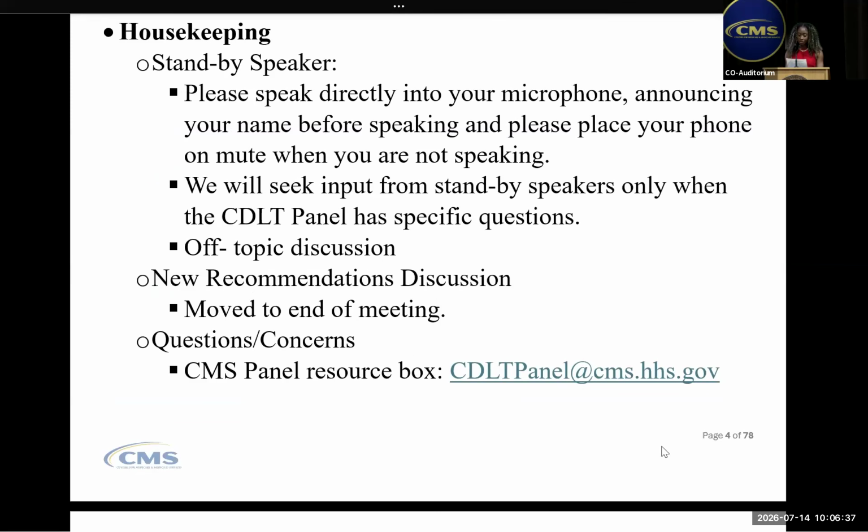Additionally, like last year's meeting, if during the discussion of a code a new recommendation is proposed, the discussion for the specific code will be concluded and we will move the discussion to the end of the meeting. This will be done to allow our panel additional time to adequately consider the new recommendation. We'll keep a list of the codes that need to be moved toward the end of the agenda as discussion of codes occurs.